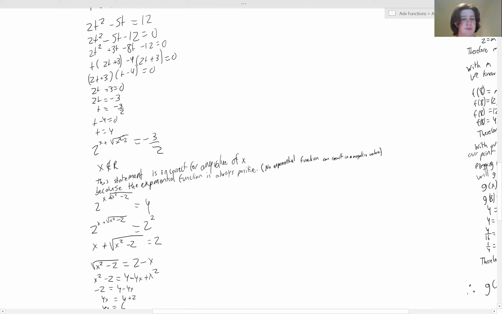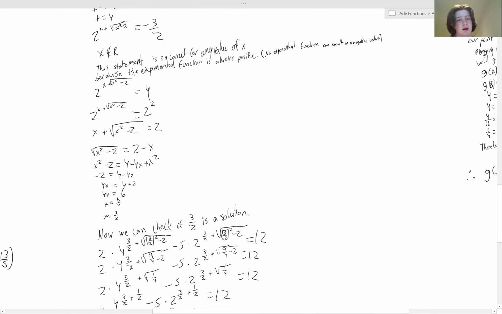Just an example for if x were like 1, it would still be positive. If x were a decimal, it would still be positive. If x were even a negative, it would be positive. So no matter what we do there, negative 3 over 2 just isn't an answer. But 4 might be, so we're going to check that.